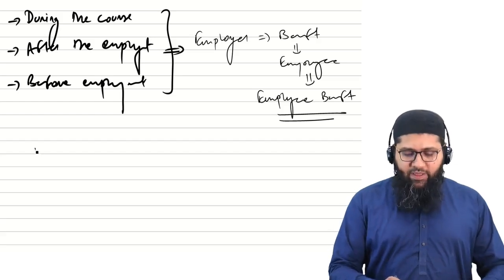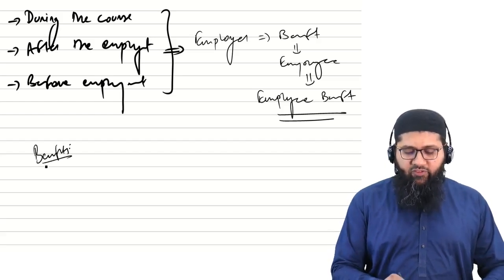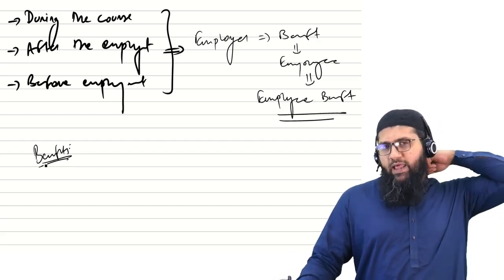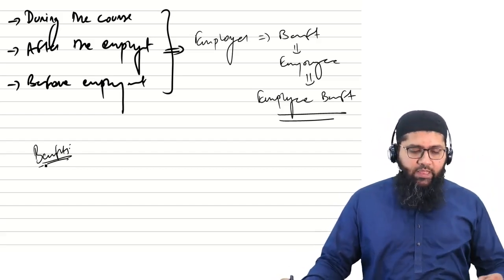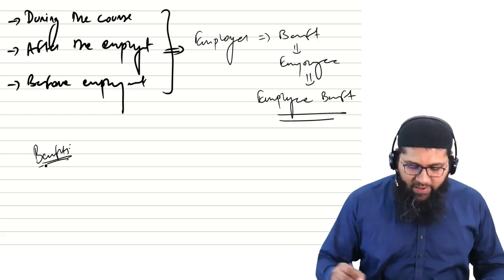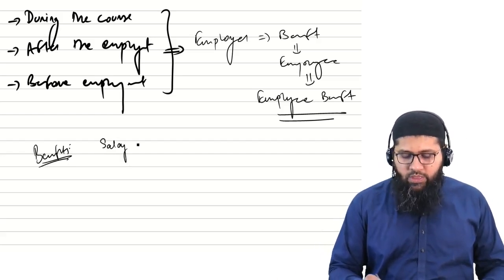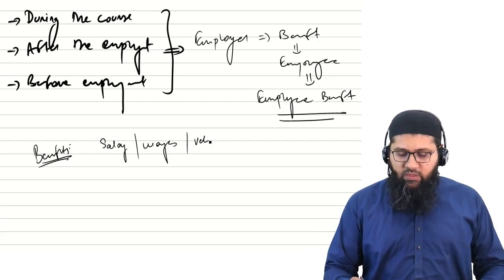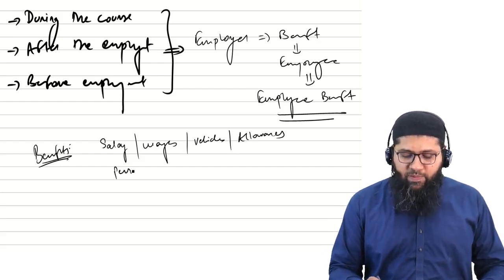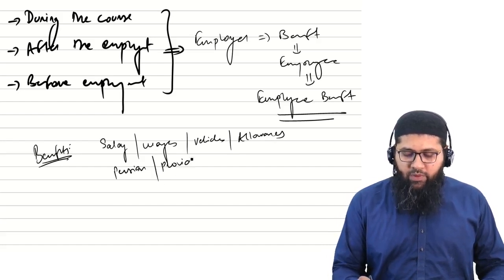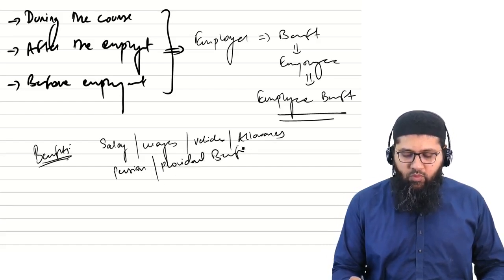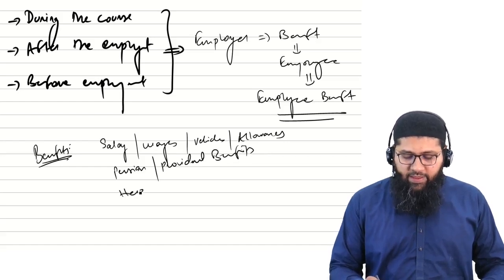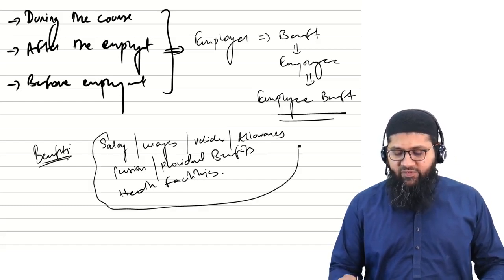Practically, there are different types of benefits that you provide to your employees. What are those different types of benefits? They include the salary, the wages, the vehicles, the allowances, pension, the provident benefits, the health facilities, medical facilities, etc.